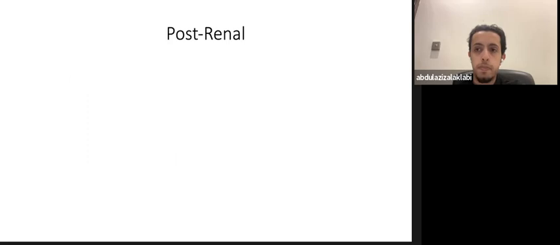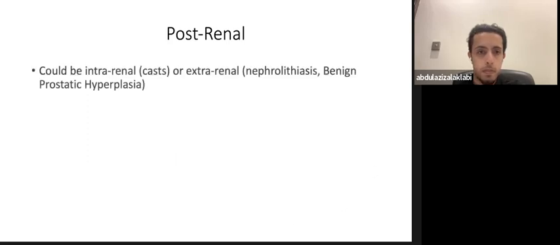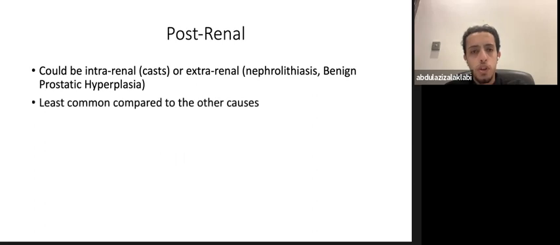Now, post-renal failure, we could see as multiple causes. Anything that causes obstruction. Remember, we said it had to be bilateral obstruction. So it could be inside the kidneys, if it's casts, if they're big enough. It could be extrarenal, such as nephrolithiasis, kidney stones, bilaterally. It could be BPH, but this is much less common than intrinsic and pre-renal failure.